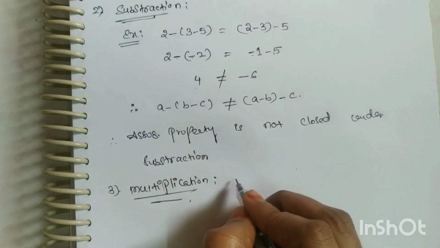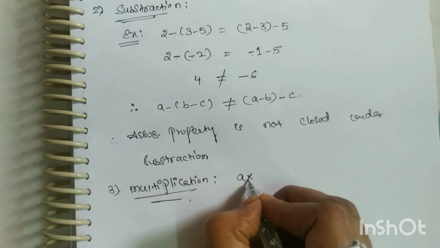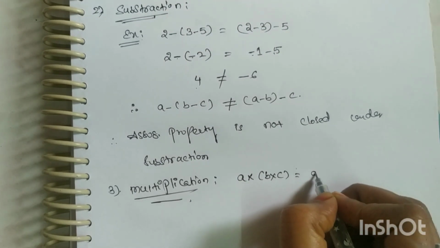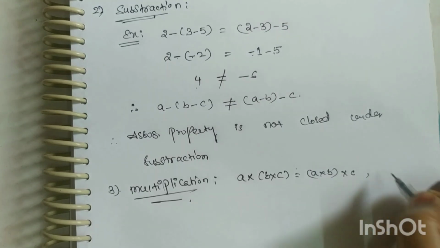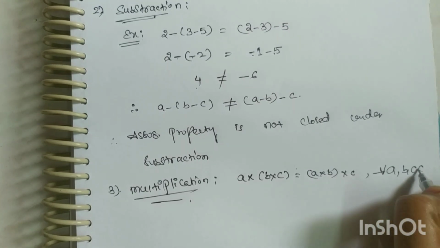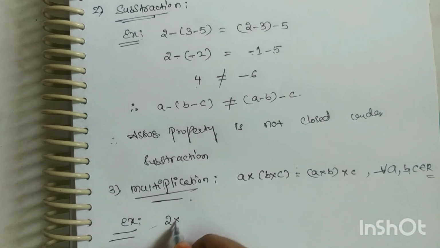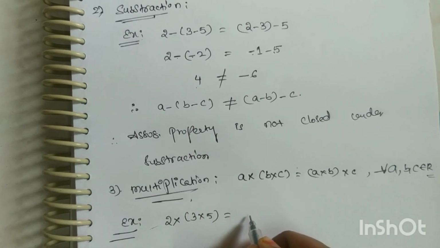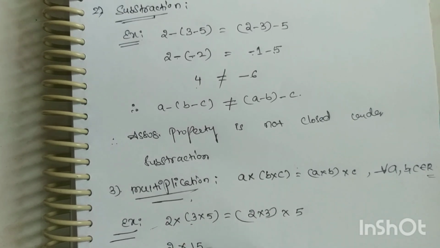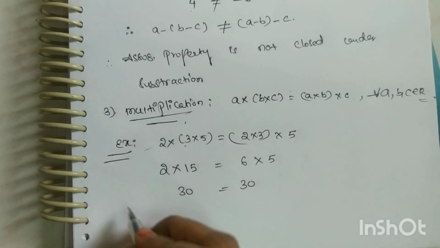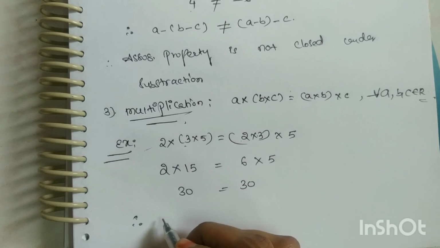Same formula I will write for multiplication in the same way. So (a × b) × c = a × (b × c), for all a, b, c belongs to R. So R is nothing but all real numbers. Let us see one example. (2 × 3) × 5 = 2 × (3 × 5). So 3 × 5 is 15, and 2 × 15 is 30, and 2 × 3 is 6, and 6 × 5 is also 30. So therefore multiplication is satisfied.